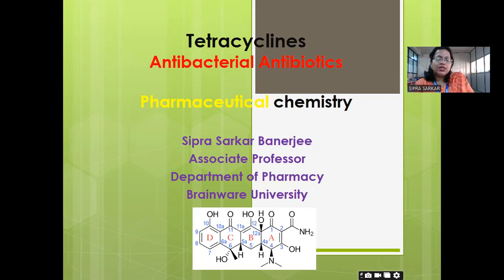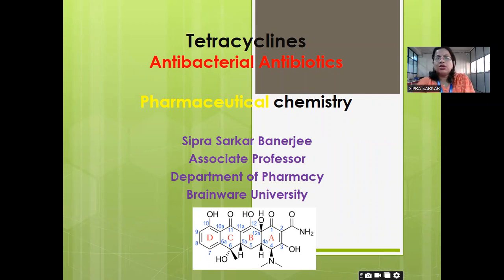So tetracycline is one type of antibiotic containing tetra, meaning four cyclic rings, that you can see from the structure: A, B, C, D, four rings are there. And they are cyclic in nature. That's why it is known as the tetracycline. So, one by one, I will be going to discuss the slides.